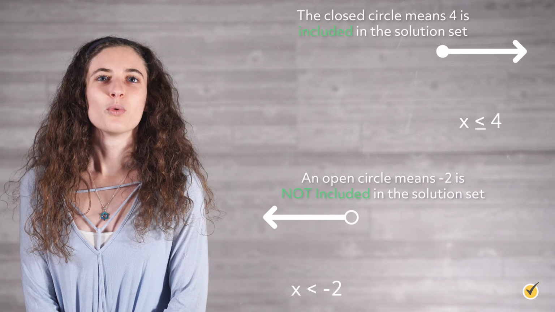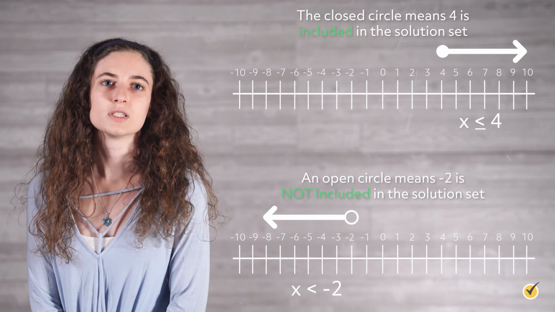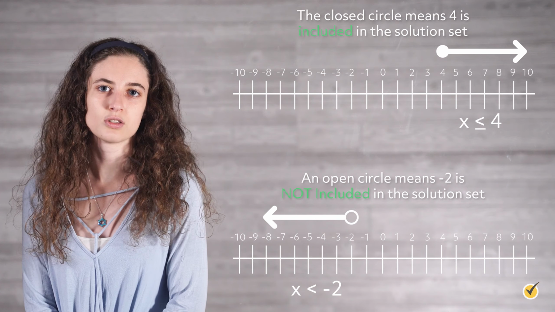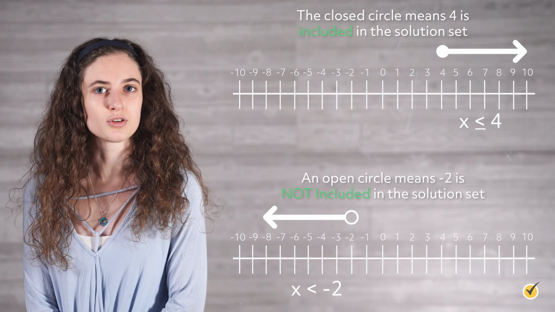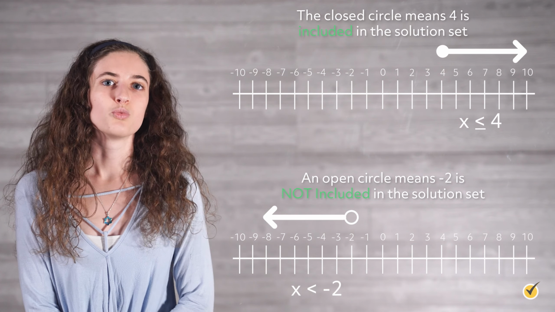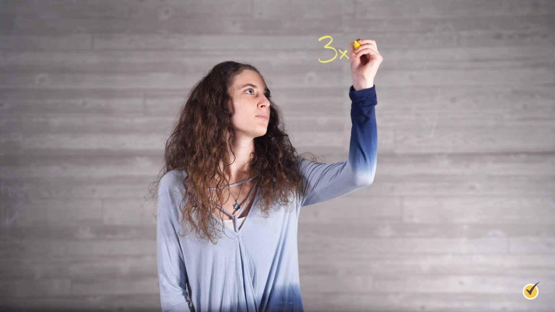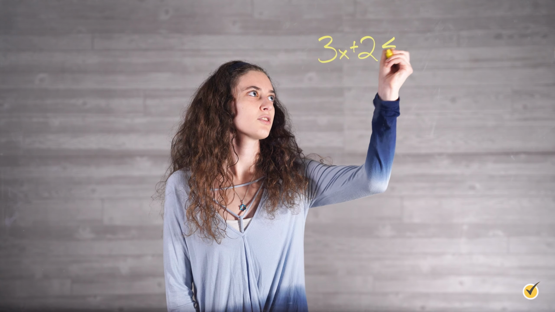When inequalities are graphed on a number line, an open circle is used at the critical value to indicate that it is not included in the solution set, while a closed circle indicates that it is included, as shown here. Let's sort out this notation with a few examples of solving inequalities. 3x plus 2 is less than or equal to 17. The approach here will be the same as solving an equation, but the inequality symbol will be interpreted differently. The first step to isolate the variable term is to subtract 2 from both sides.